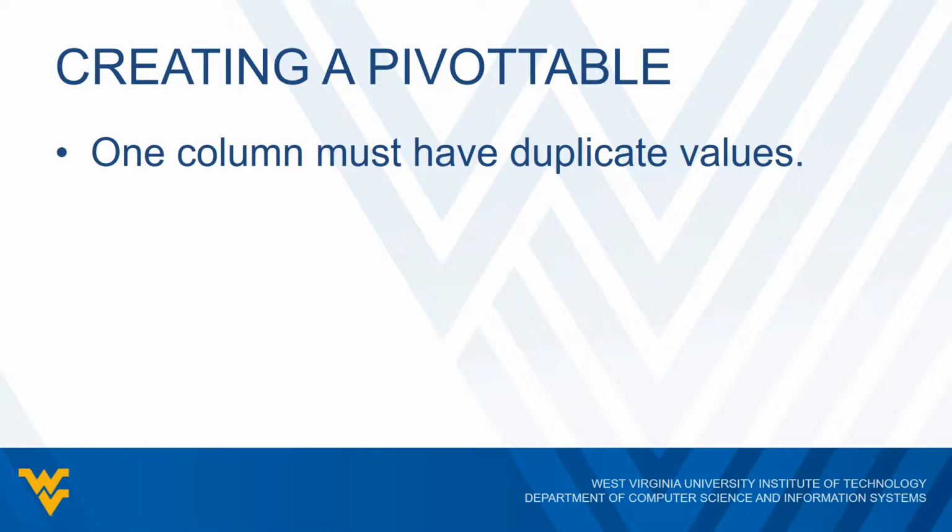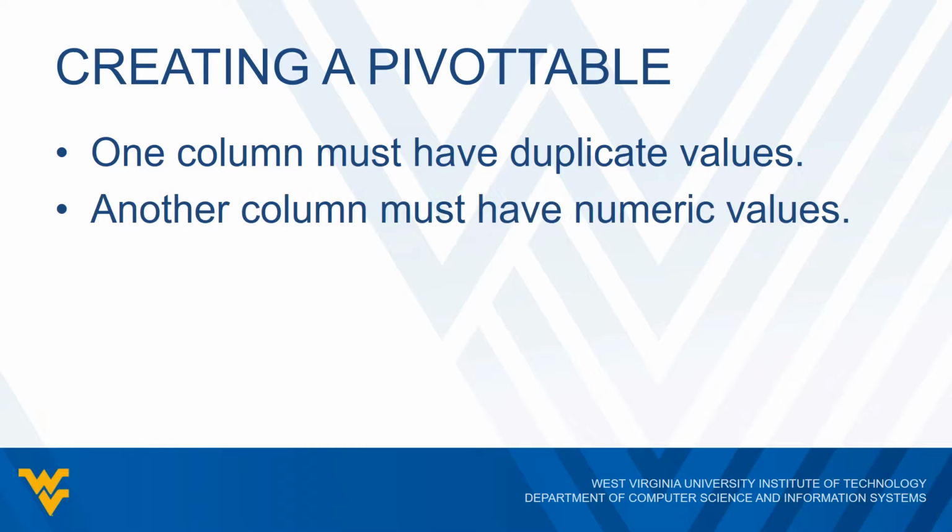If we don't have duplicate values, then our pivot table isn't really going to look any different from our normal table. And then another column must have numeric values because we're going to group up these names, or whatever the data for this column is, by the sum of something, the average of something, the min, the max, and so forth.